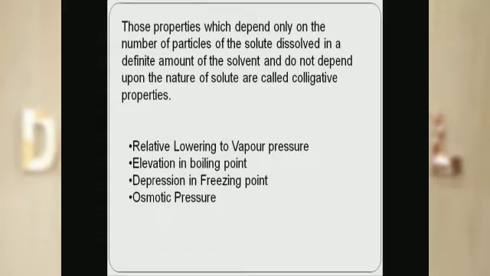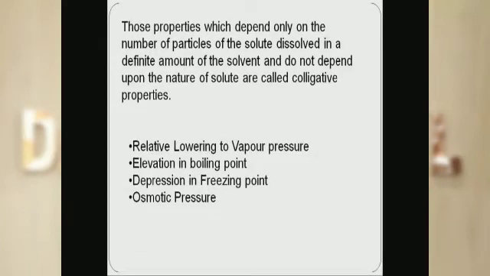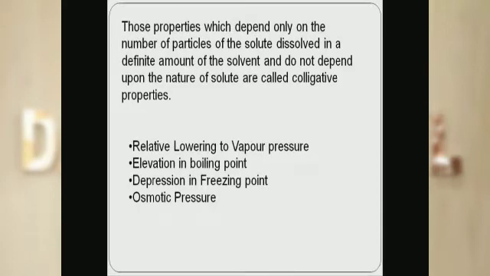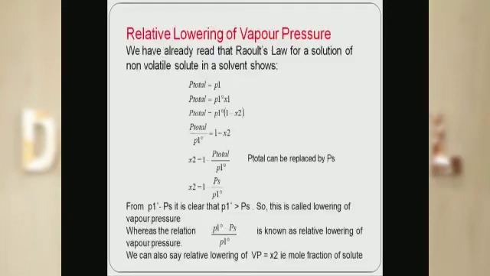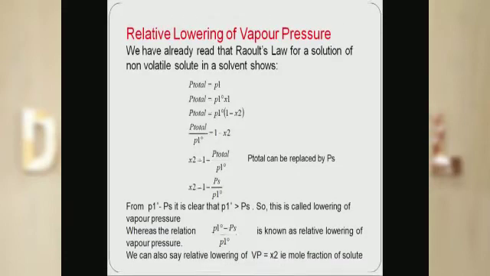First is relative lowering of vapor pressure. Second, elevation in boiling point. Third, depression in freezing point. And fourth is osmotic pressure. Let us start with the first colligative property, that is relative lowering of vapor pressure.